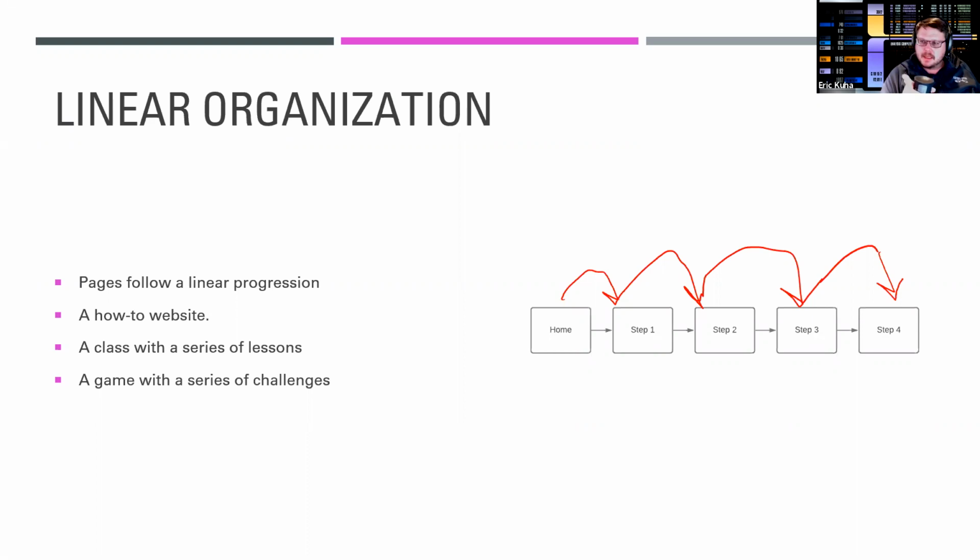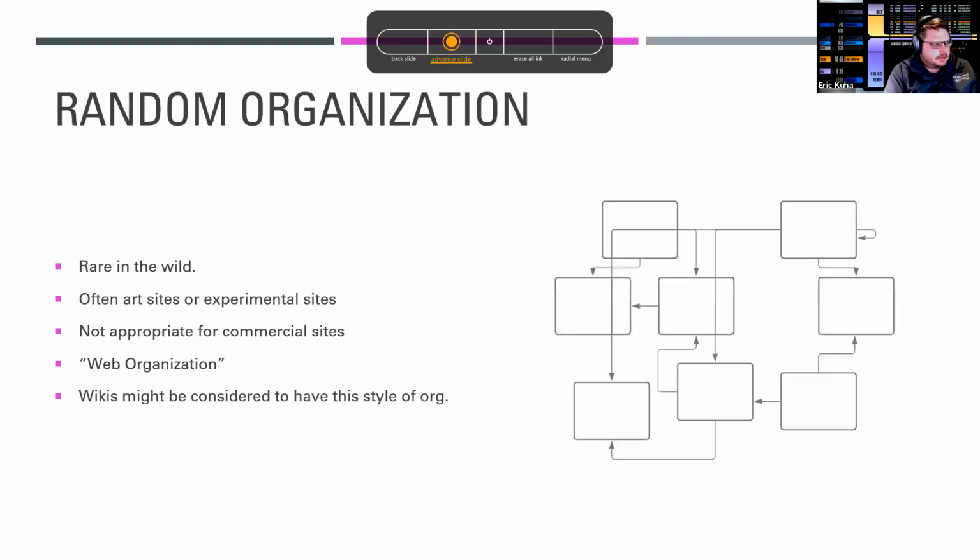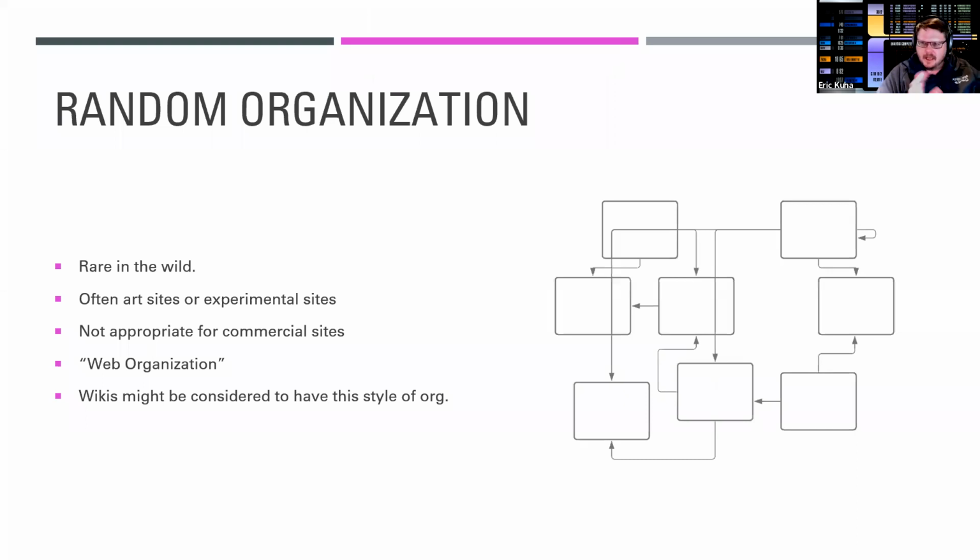And some websites will use a combination of these. Like we actually have some parts of our website that are linear in the way they're organized, like the application process. That's a series of pages in a row, which would be a linear organization. And then you have some that are like the random, something that doesn't fit in either linear or hierarchical. Kind of rare in the wild.